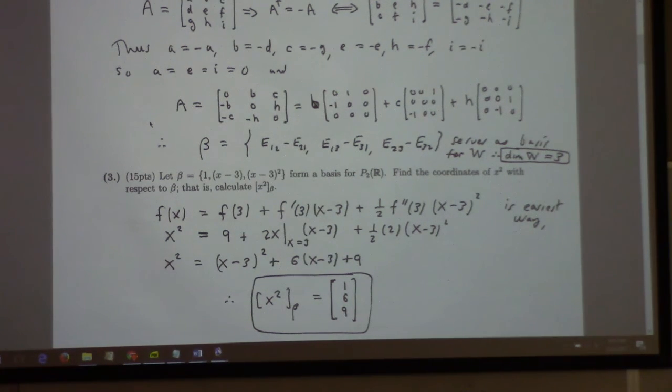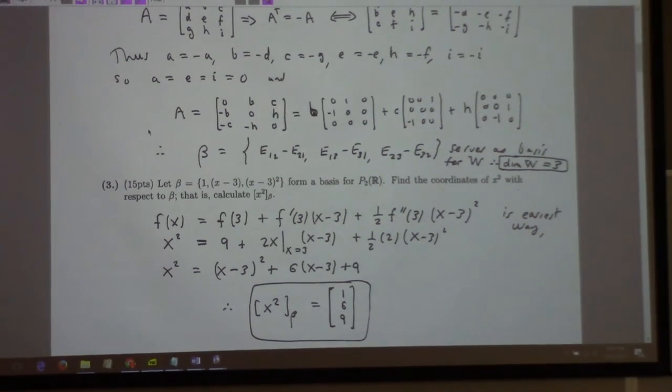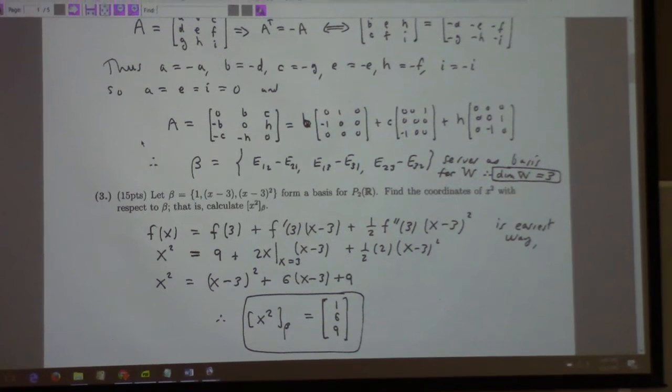Taylor's theorem is such a nice thing to know. If I want to find the coordinates of x squared with respect to beta, f of x is f of 3 plus f prime of 3 times x minus 3 plus 1 half f double prime of 3 times x minus 3 squared. That allows me to find the coefficients 1, 6, and 9 with ease. And then the definition of a basis tells me the coordinates of the vector x squared are respectively 1, 6, and 9. Let me stop talking. Is there any question?